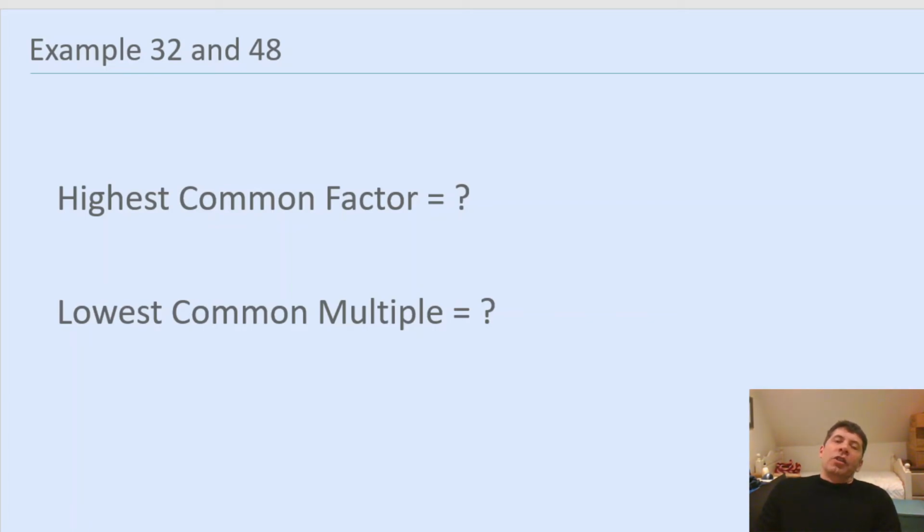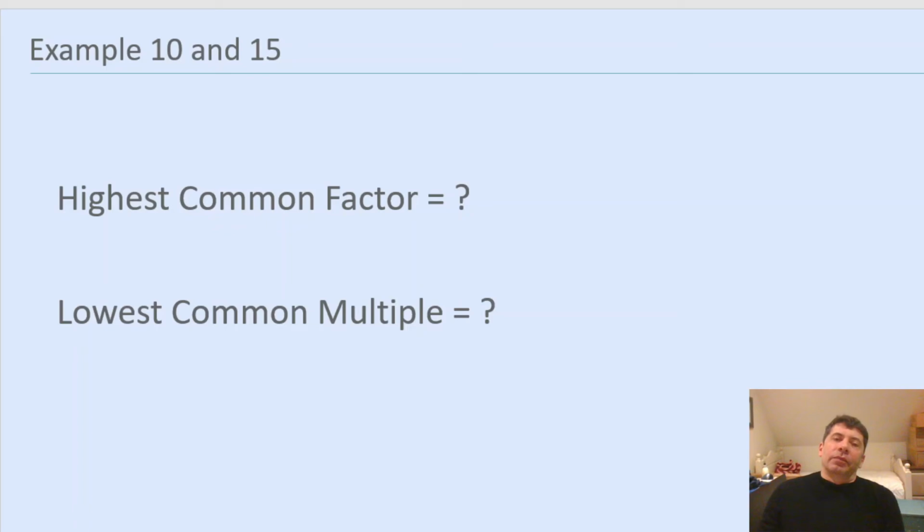So the highest common factor of 32 and 48 is 16. 2 times 16 is 32. 3 times 16 is 48. So 16 is a common factor of 32 and 48, and it is the biggest. There are no bigger ones. The lowest common multiple is 96. So 3 32s are 96. 2 48s are 96. It is a common multiple. It is the very lowest. There is nothing lower.